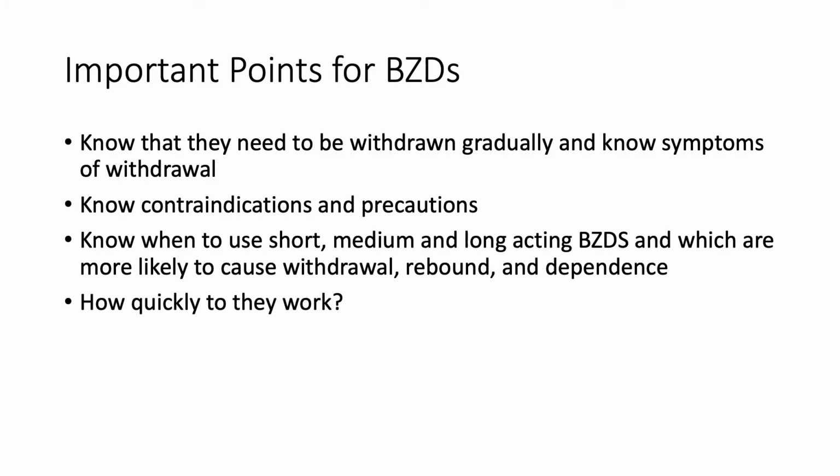Now, benzodiazepines. Know that they need to be withdrawn gradually. It takes just a short time to become dependent on these. And know the symptoms of withdrawal. Know the contraindications and precautions for it, and then when to use short-acting, medium-acting, and long-acting benzodiazepines, and which ones are more likely to cause withdrawal, rebound, and dependence. And then how quickly do they work? I just mentioned this briefly. They act within minutes to hours, so it's not a delayed reaction.